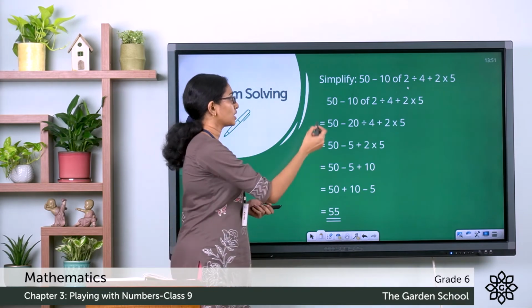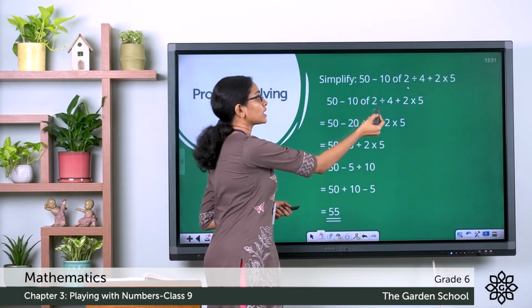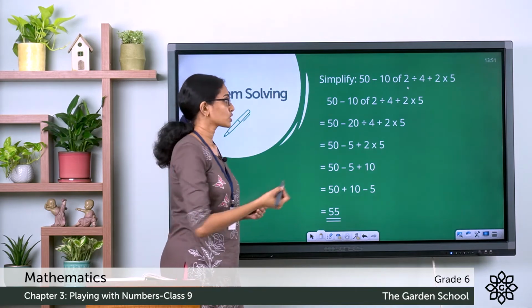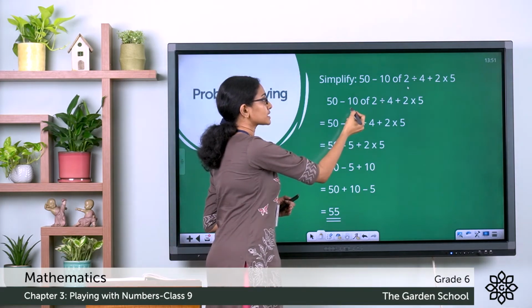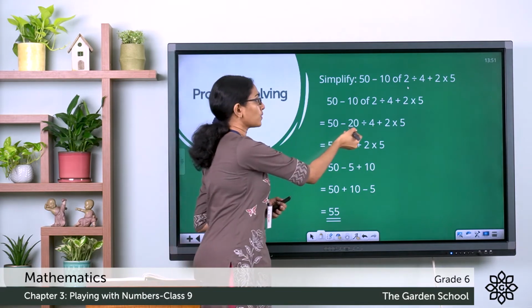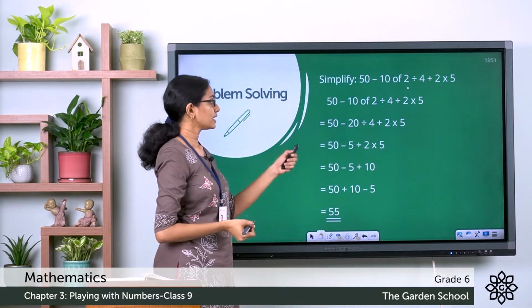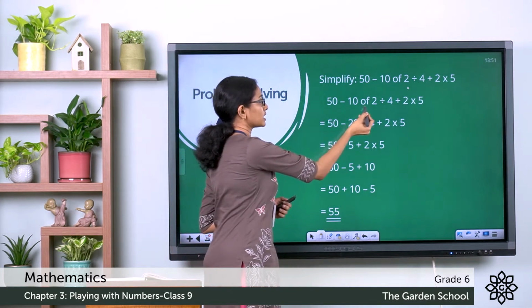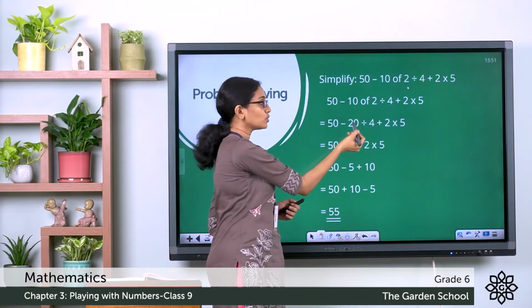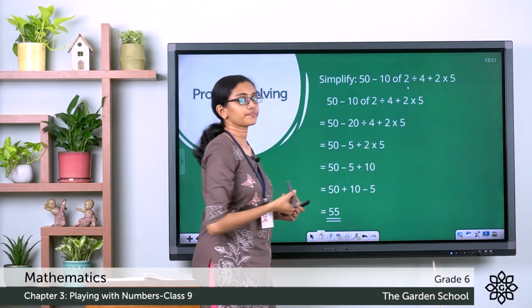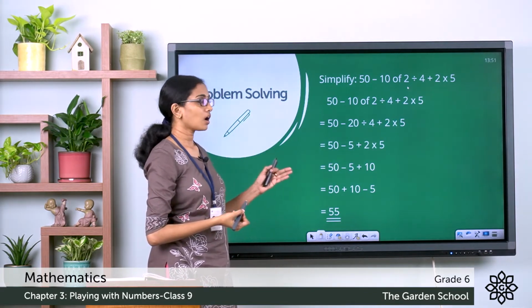See, when it says 50 minus 10 of 2, when it says of, you have to multiply. So when it says 10 of 2, it is 10 into 2, which is equal to 20. So first we solved that part. Then the given statement becomes 50 minus 20 divided by 4 plus 2 into 5. Now we have done the of part.